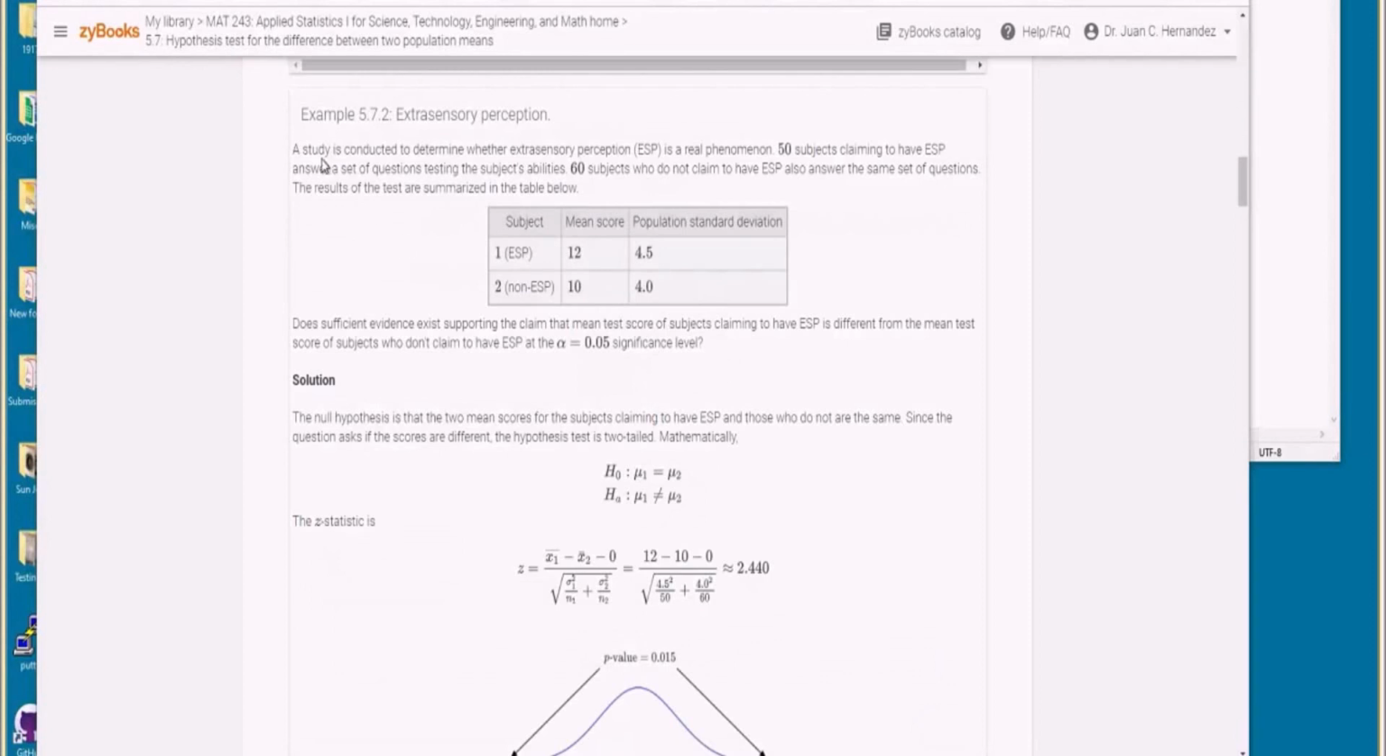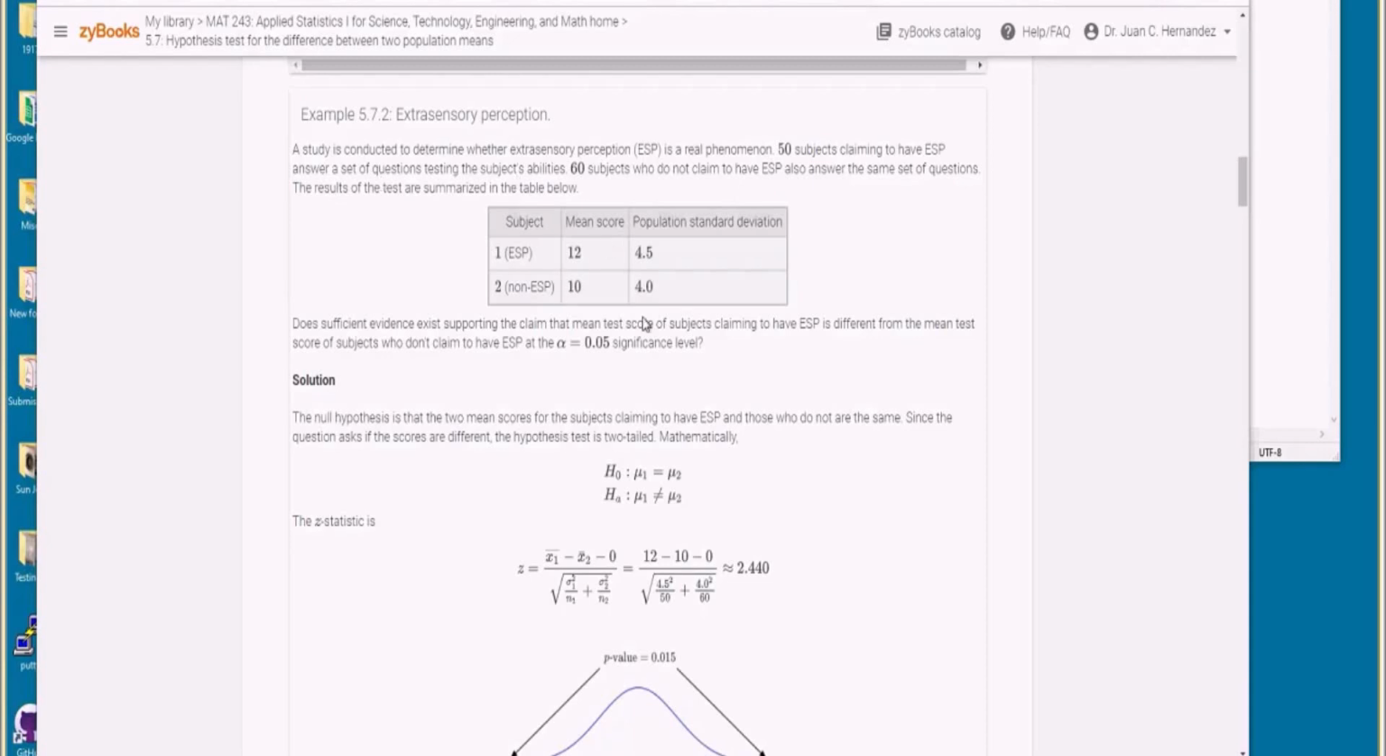So a study is conducted to determine whether extrasensory perception is a real phenomena. 50 subjects claiming to have ESP answer a set of questions, testing the subject's abilities. 60 subjects who do not claim to have ESP also answer the question. The results of the tests are summarized below. So here are the results.